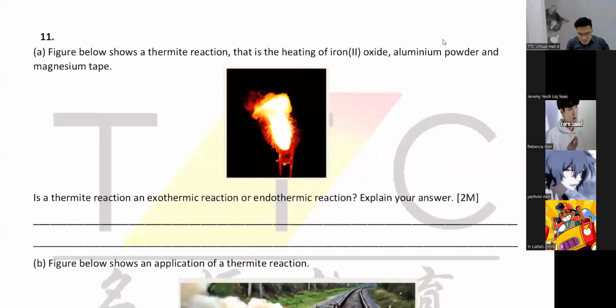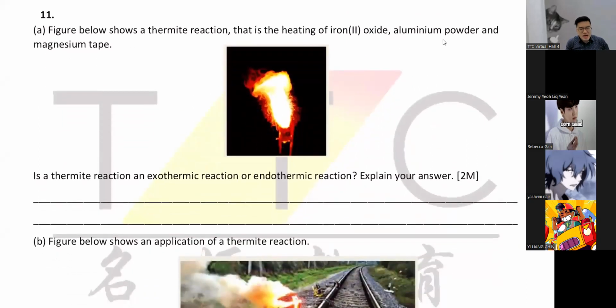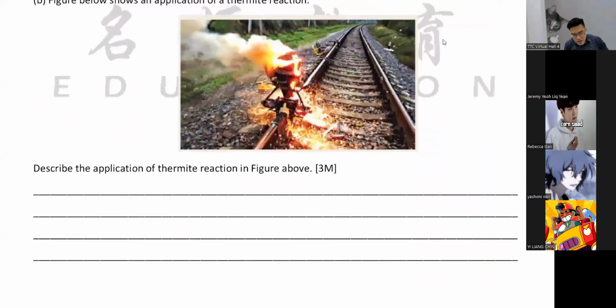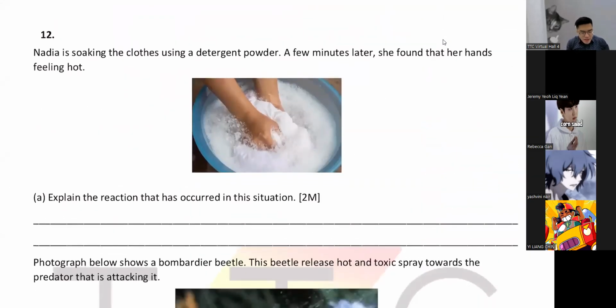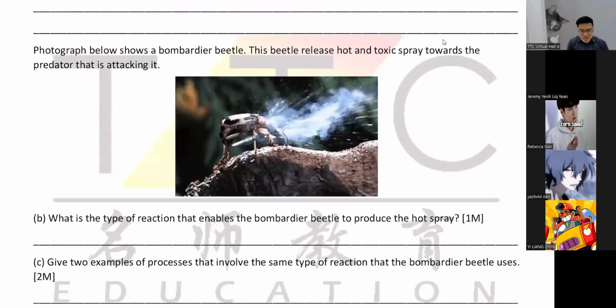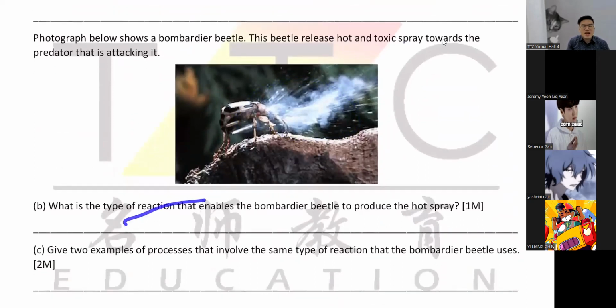Anyway, I think that's for our chapter. This is exo, do it yourself. This is your exothermic. When you soak detergent powder, her hand becomes hot. Her hand feels hot. Why? Because this is exothermic. And then this is the bombardier beetle. They release a hot and toxic spray towards the predator. Now, what is this reaction? Exothermic. I sound like a grandpa already, repeating the same thing over and over again.